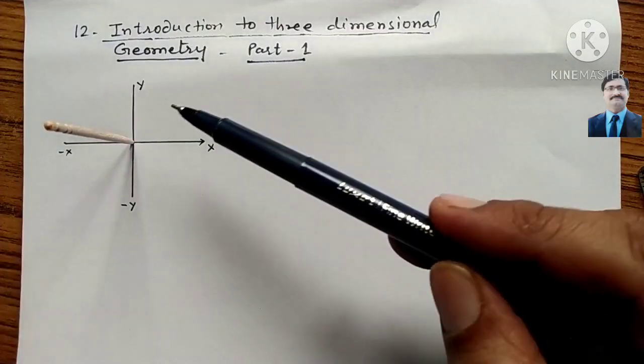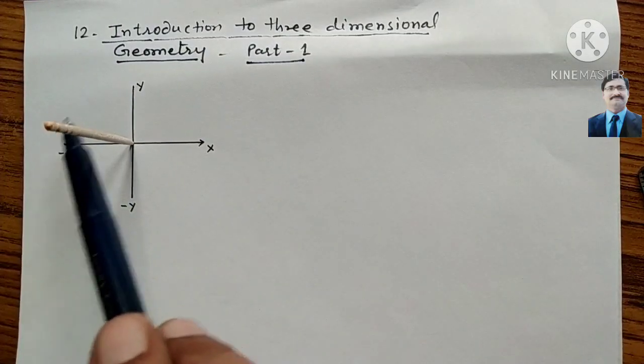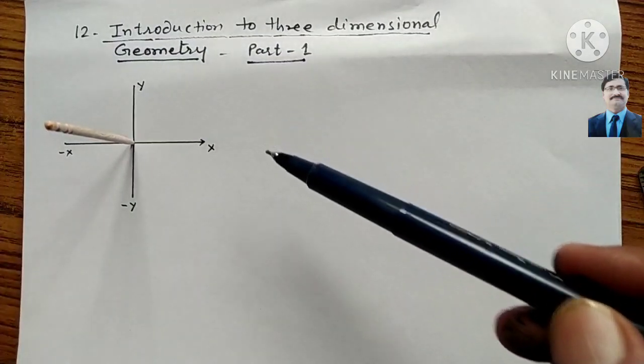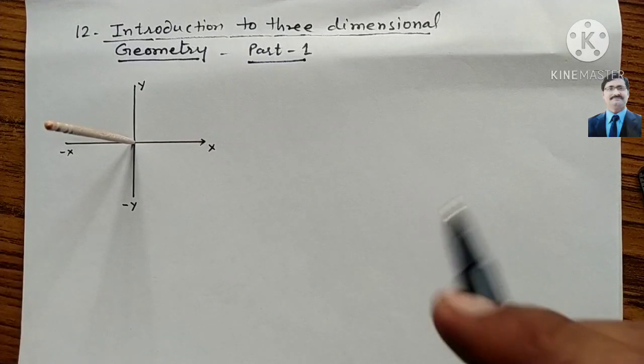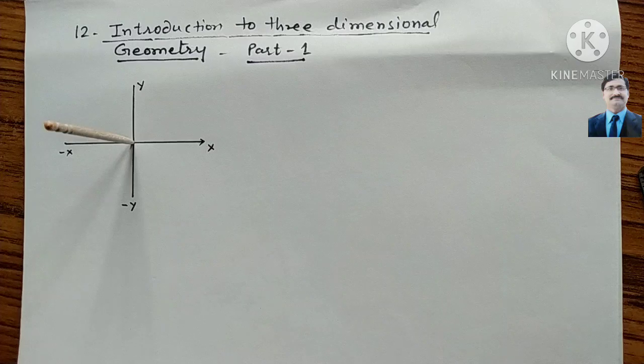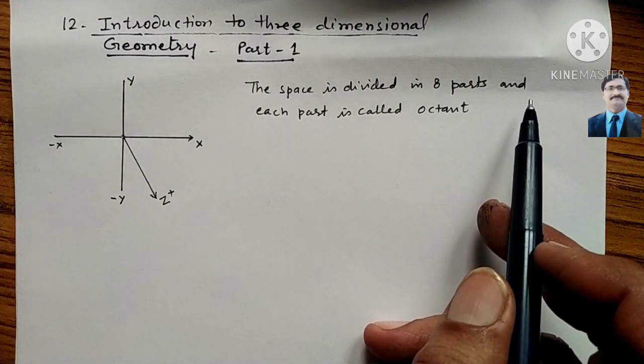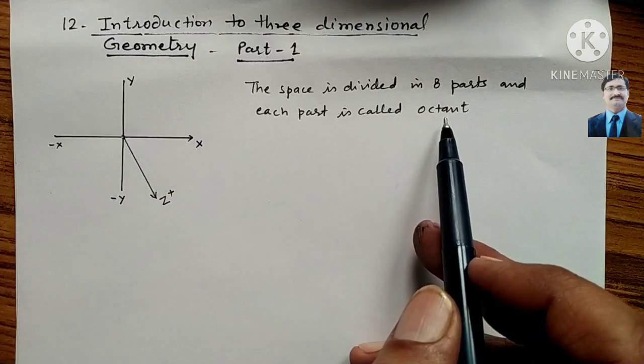You can understand this is the first part, the second part, third part, fourth part, and four on the backside we have. So each part is called an octant. So look at this z-axis. I write: the space is divided into 8 parts, and each part is called an octant.